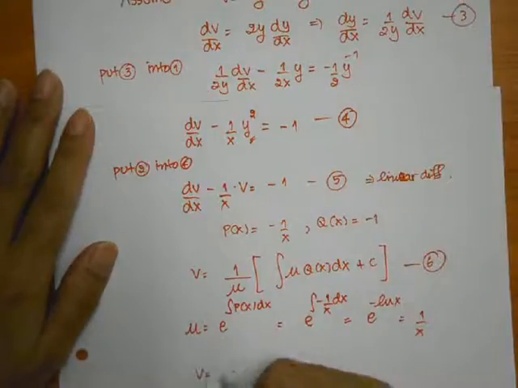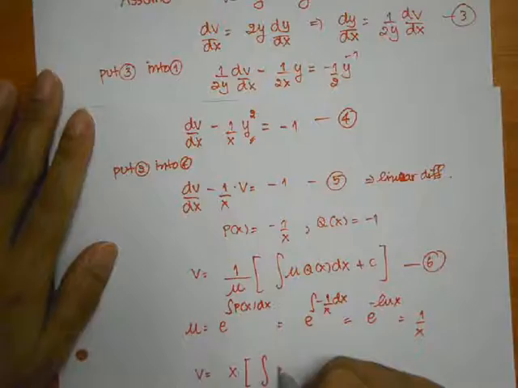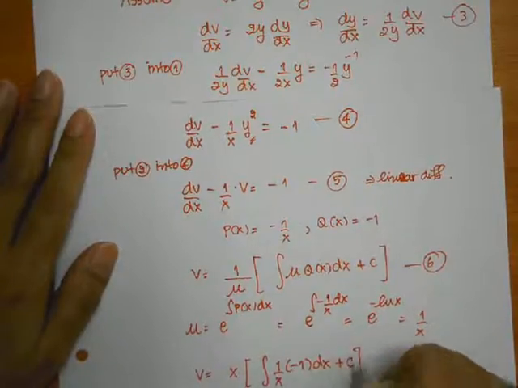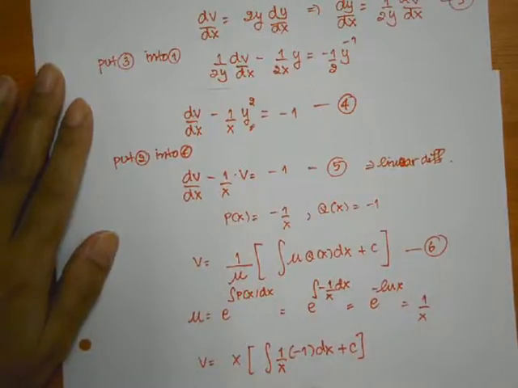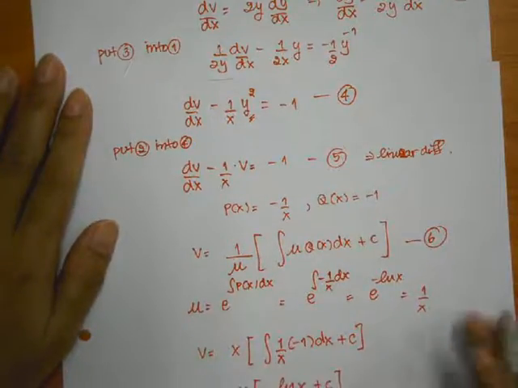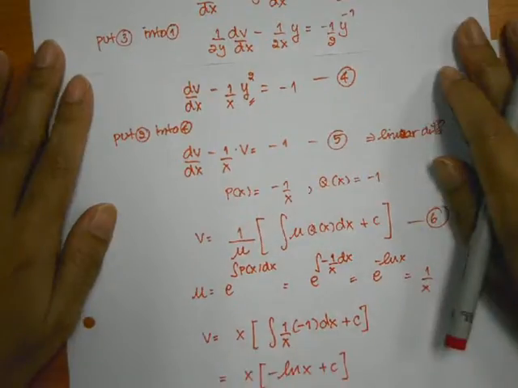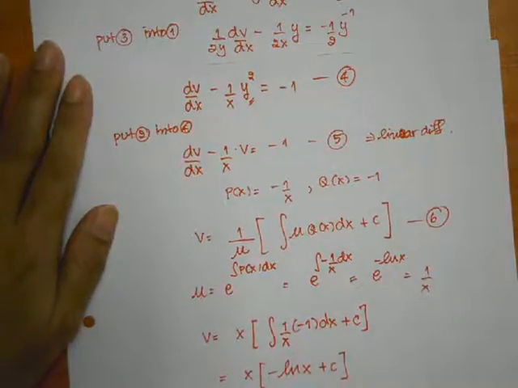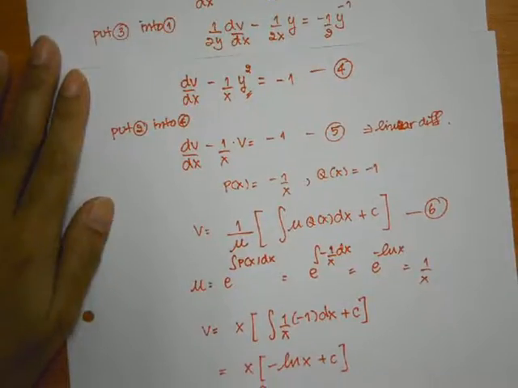v is equal to x times the integral of 1 over x minus 1 dx plus a constant, times x. And then, like I said, plug equation 2 in there. We know that v is equal to y squared. So the answer would be y squared equal to x times negative ln x plus a constant.